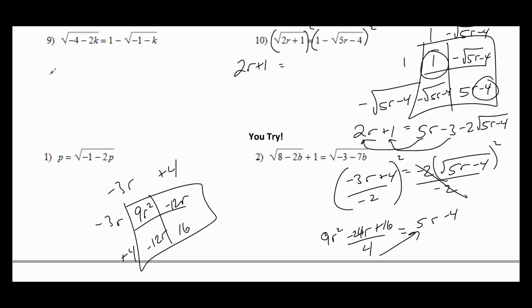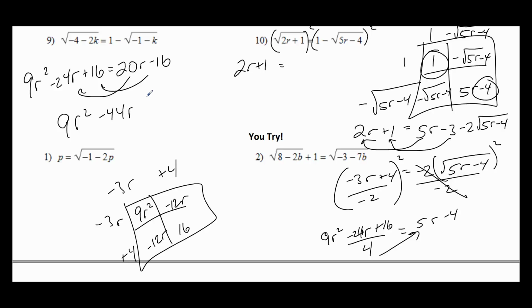I'm going to come back up on the top left here. Kind of a lot of work. I'm just trying to show you some quick ways to do this, but I'm sorry it's taking so long. The next section is going to be a little bit faster, hopefully. I don't know. Probably not, though. You know me, I like to talk. Bring that over. I get 9r squared minus 44r plus 32 equals 0.